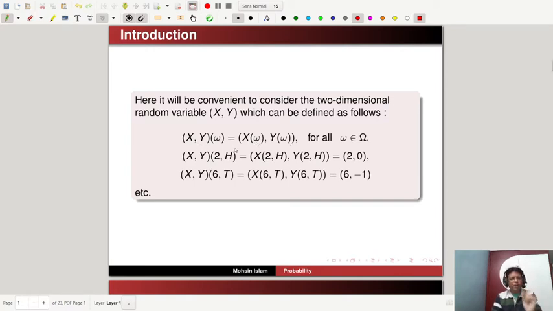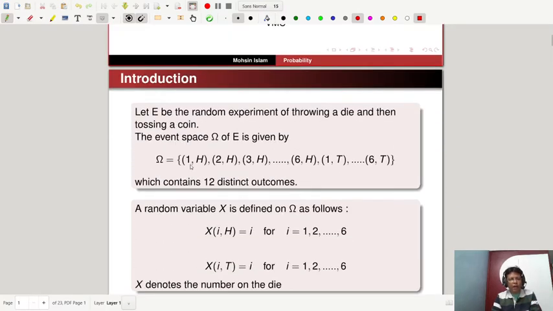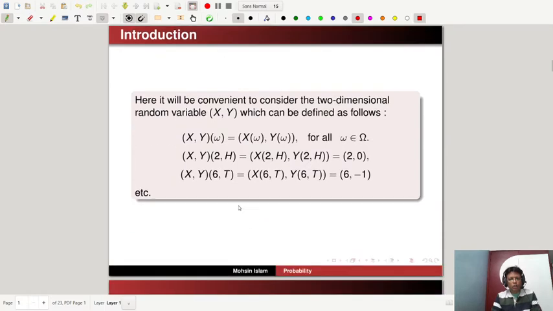So omega is one of the 12 distinct outcomes. Omega can be 1 comma H, 2 comma H, 3 comma H, etc., or 1 comma T, 2 comma T, or 6 comma T. So omega can be any of the 12 distinct outcomes. If I take (X,Y) of (2,H), it will be X of (2,H) comma Y of (2,H). H denotes head and 2 is the number on the die.